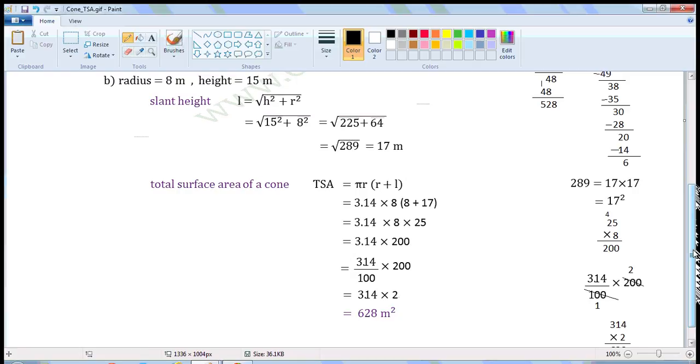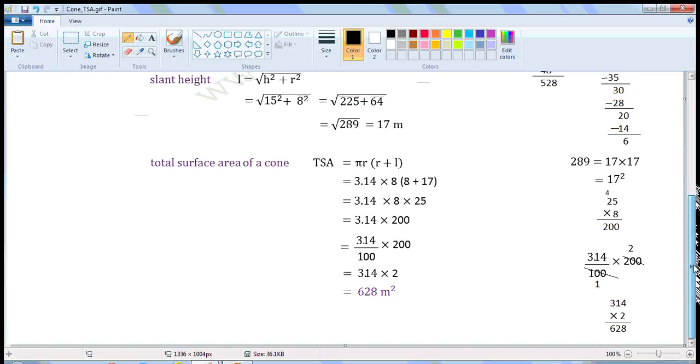Now let us multiply 314 and 2 in the rough work. 2 into 4 is 8. So write 8 here. 2 into 1 is 2. So write 2 here. 2 into 3 is 6. So write 6 here. So 314 into 2 is 628. So TSA is equal to 628 meters square. The units of radius, height and slant height are meters. So units of TSA will be meter square.